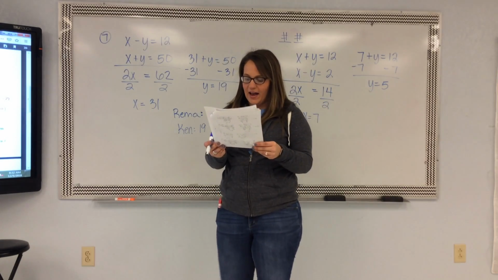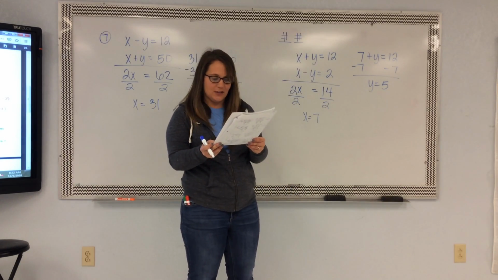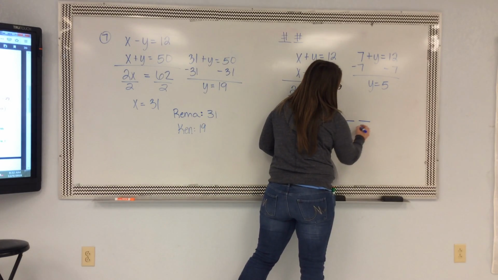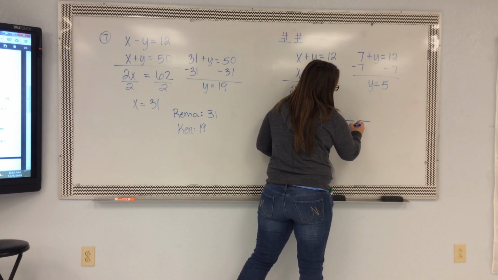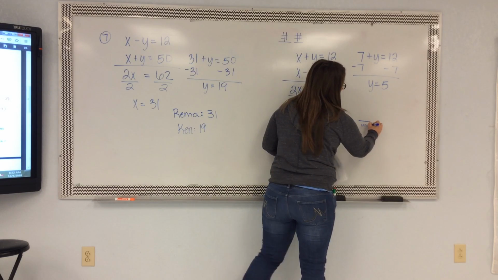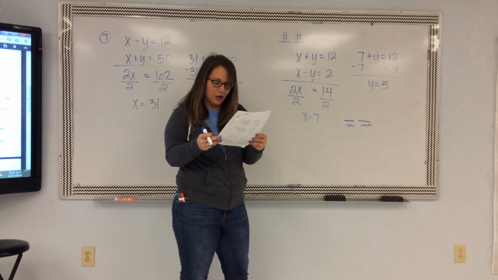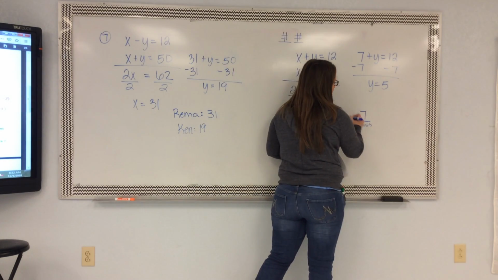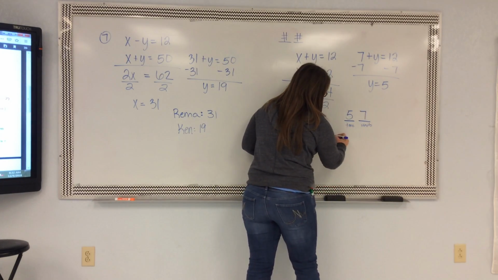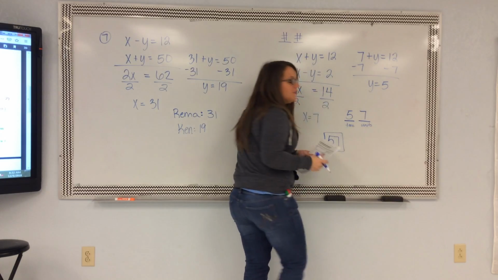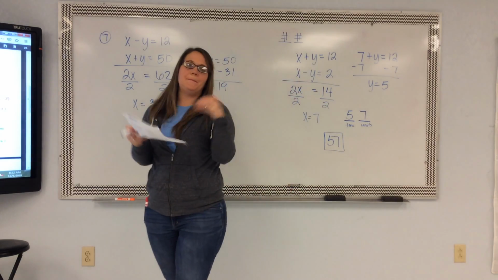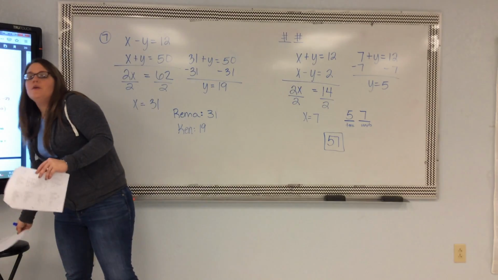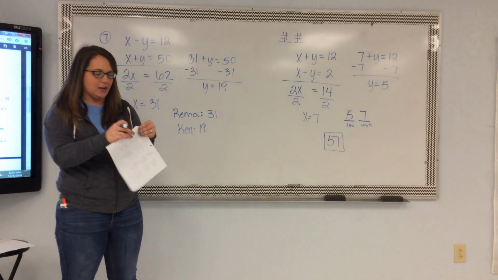And then it says, find the number if the units digit is larger than the tens digit. So when you have a two-digit number, this is your tens and this is your units. Well, it told me that the units digit is larger. So since 7 is larger than 5, it's going to go here. So my answer is 57. So you just kind of have to piece that puzzle together after you solve. Okay? Moving on to the next page.